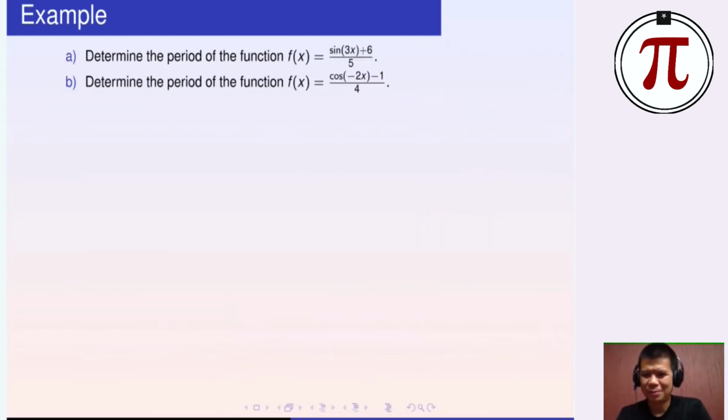Mashafa, can you read for us, please? Determine the period of the function f of x equals sine 3x plus 6 over 5, and B is determine the period of the function f of x equals cosine negative 2x minus 1 over 4. All right. Go ahead and see if you can find this. So we want to determine the period. In order to determine the period, you need to find the value for b, right? And what are b's in these functions?